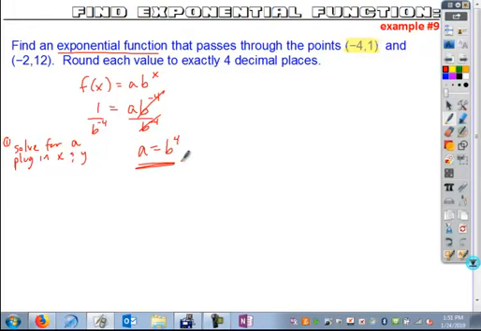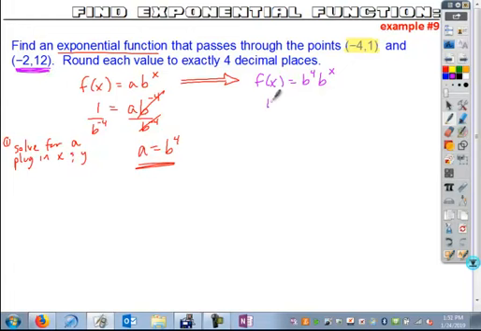Now I'm going to take this equation and rewrite it, but instead of plugging in an a and a b, I know my a in terms of b, so I'm going to substitute it in here. I get the new function f of x is equal to b to the 4th times b to the x. And once I have this new equation, to solve for b I can plug in my other point.